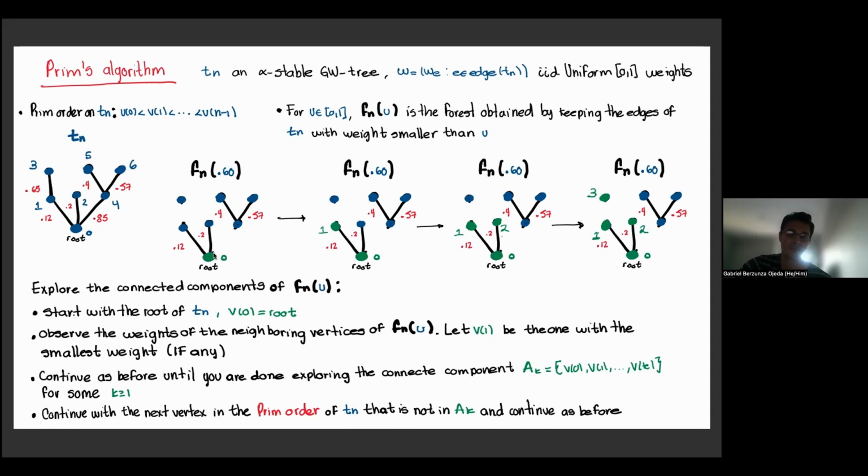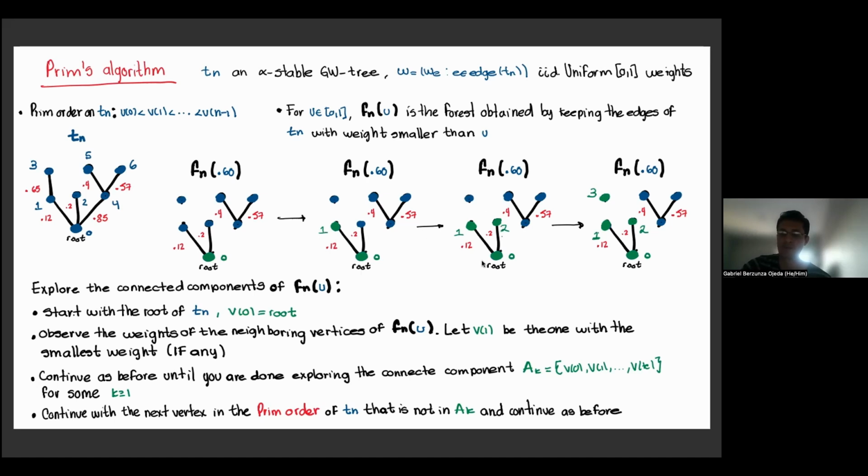And how does this Prim algorithm work on the forest? Well, again, you start from the root. Then you look at all the neighbors of the root in this connected component. And again, you choose the neighbor whose corresponding edge has the smallest weight. In this case, it's this one. And now you have explored 2 vertices. You look at all the neighbors of these 2 vertices, and then you choose the one whose connecting edge has the smallest weight. In this case, there is only one option. You go to this one.